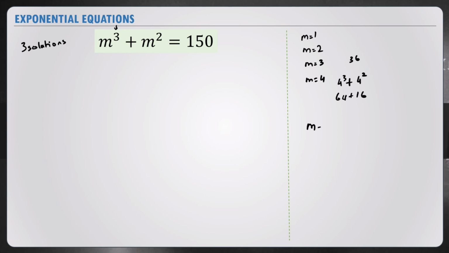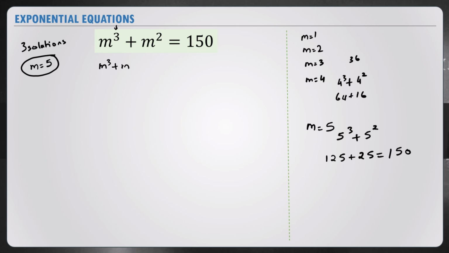Let's just try one more. M is equal to 5. All right, which will give me 5 cubed plus 5 squared. 5 cubed is 125 and 5 squared is 25, and I think I got one solution, 150. So we found one solution where m is equal to 5 by trial and error. All right, and let's write this equation. M cubed plus m squared minus 150 is equal to 0.